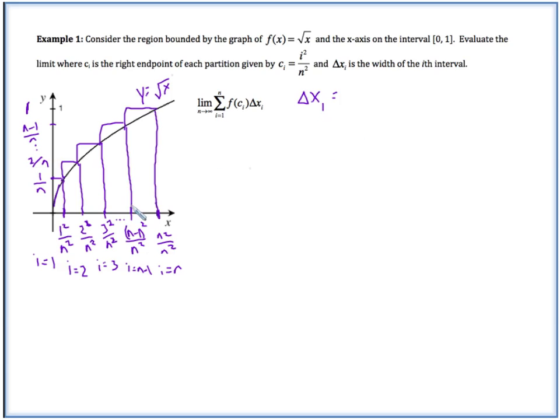Okay, and that's going to be the width of any of these partitions. Because c sub i is given by this equation, i squared over n squared, we're going to start off with the i squared over n squared. So that is the x value of any partition. And if we want the width, we need to subtract the x value of the partition just previous to this. So the one before i is going to be i minus 1.